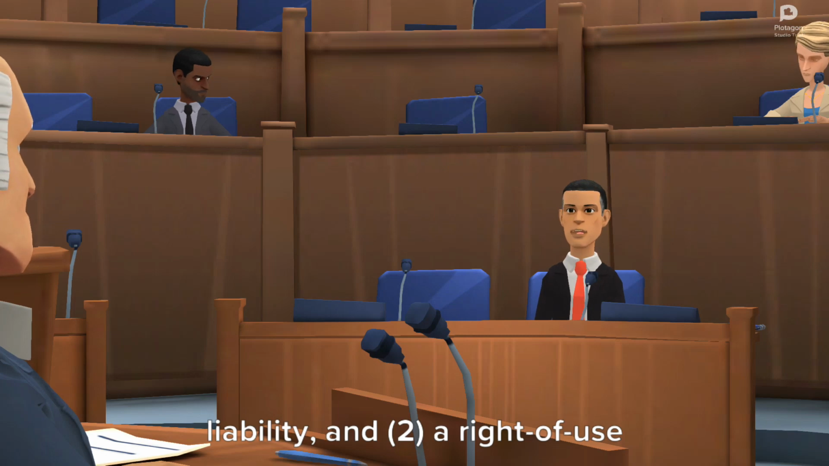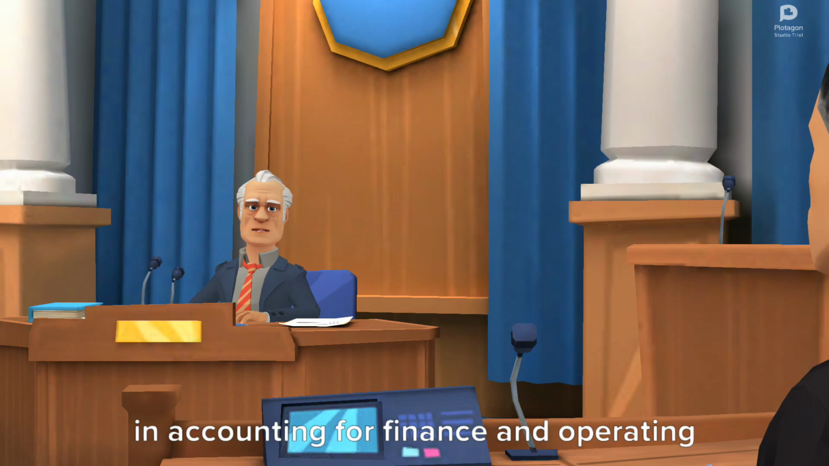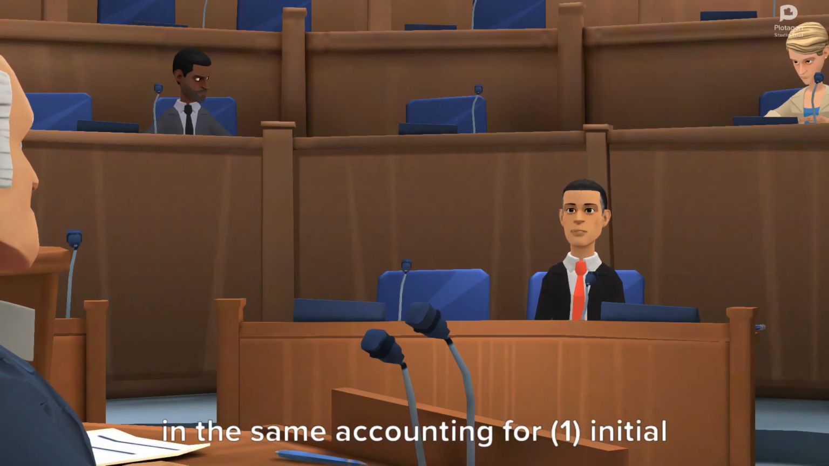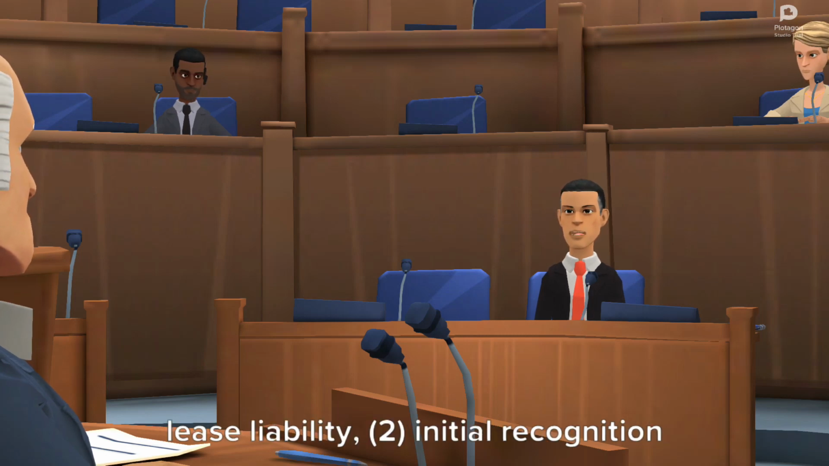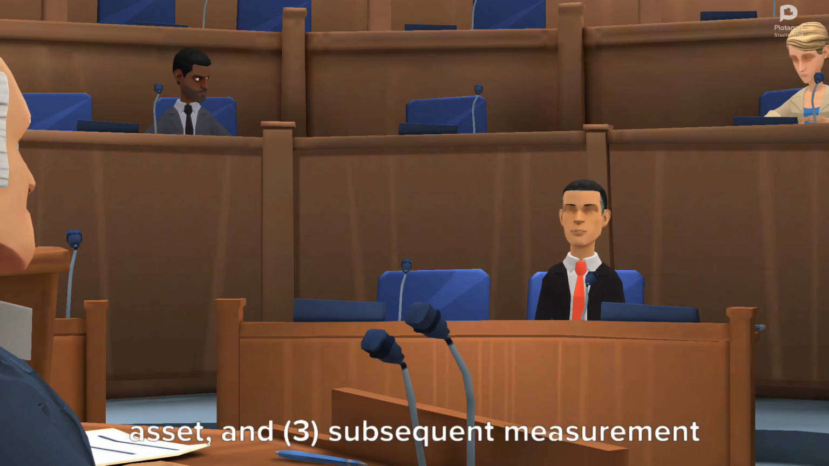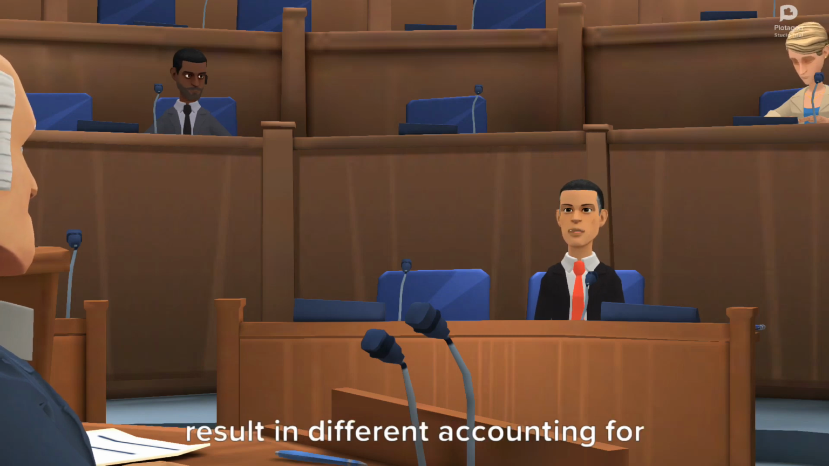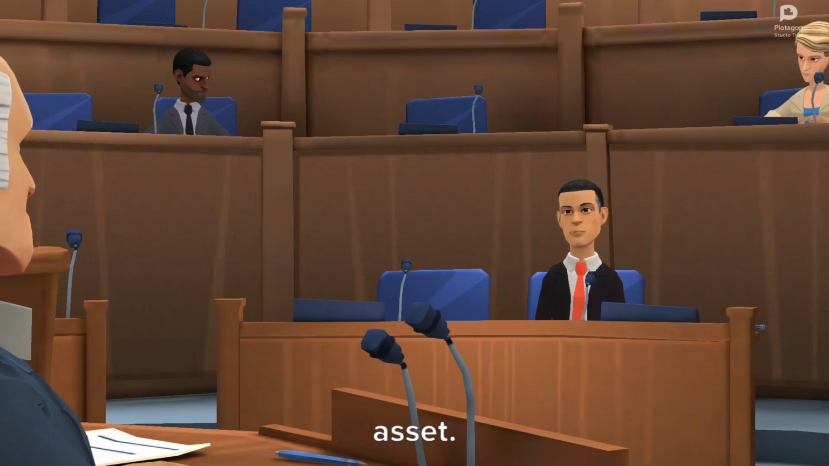A right-of-use asset. What are the similarities and dissimilarities in accounting for finance and operating leases? Finance and operating leases result in the same accounting for 1. Initial recognition and measurement of the lease liability, 2. Initial recognition and measurement of the right-of-use asset, and 3. Subsequent measurement of the lease liability. However, finance and operating leases result in different accounting for subsequent measurement of the right-of-use asset.